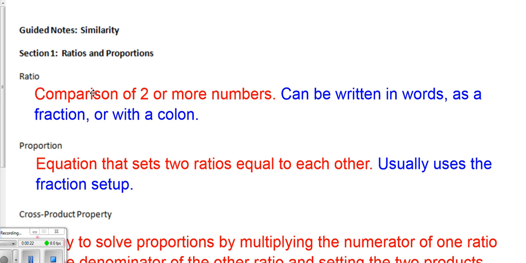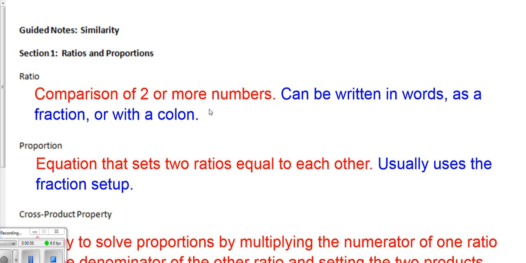A ratio is a comparison of two or more numbers. It can be written in words, as a fraction, or with a colon. So if we are looking at a ratio of girls to boys in a classroom, it can be written in words. We'd say 2 girls to every 3 boys, so like 2 to 3. As a fraction, we can say that would be like 2/5 of the class is girls, or 3/5 of the class is boys. So that would be a ratio of boys to the total class, or girls to the total class.